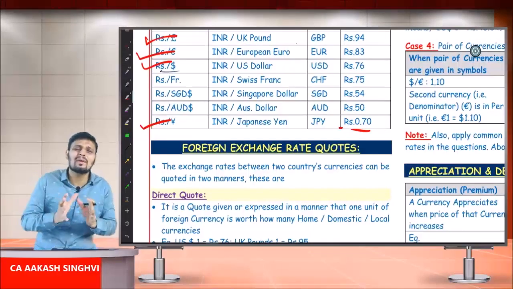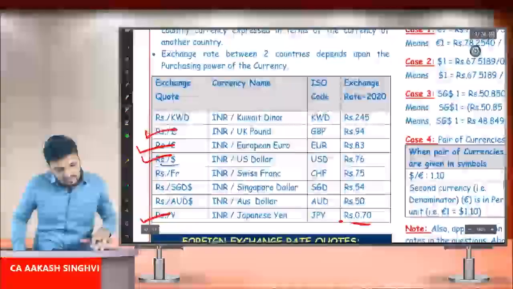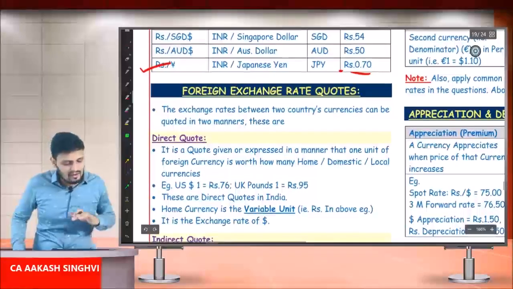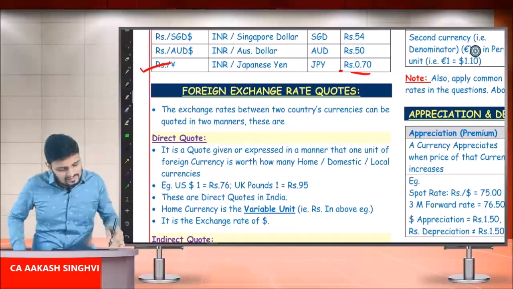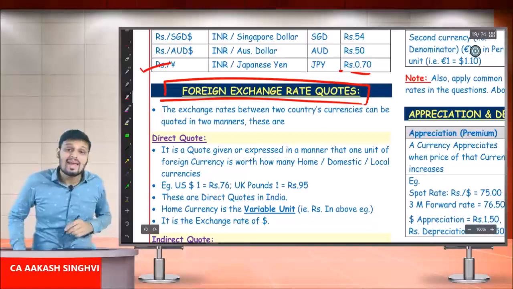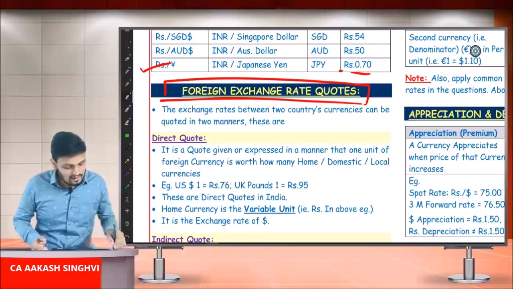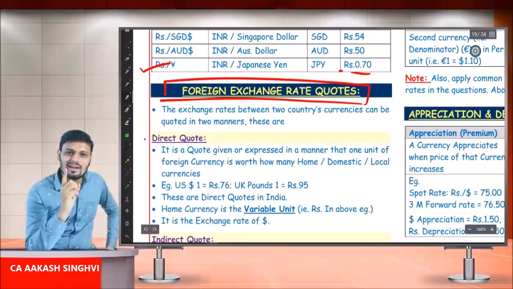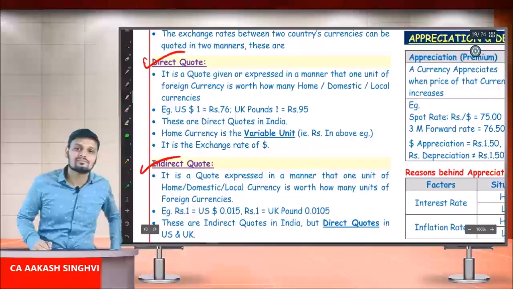Okay, I hope everything is clear till now. I have just covered the basic exchange rate. Now let us move further. If you have any doubts, do let me know. I'll definitely try to clarify. Do keep texting in the group. So, foreign exchange rate quotes. The exchange rate between 2 countries' currencies can be quoted in 2 manners. There are 2 types of quote here. One is the direct quote, the other one is the indirect quote.